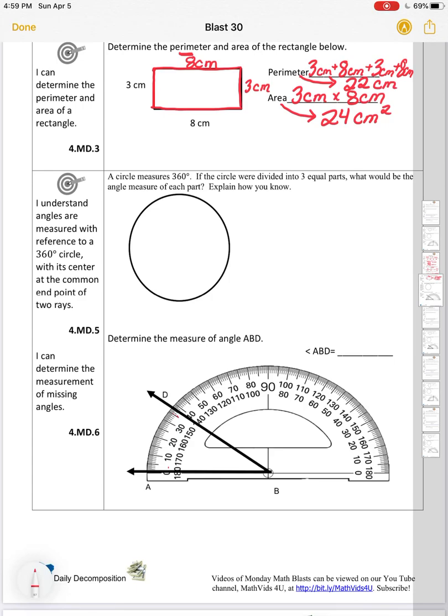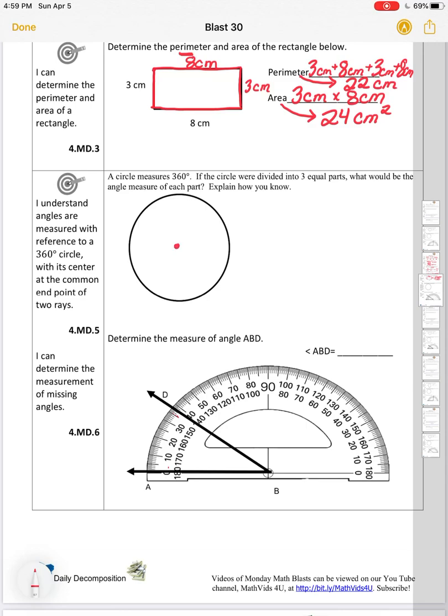I understand angles are measured with reference to a 360-degree circle with its center at the common endpoint of 2 rays. A circle measures 360 degrees. If the circle were divided into 3 equal parts, what would be the angle measure of each part? And explain how you know.